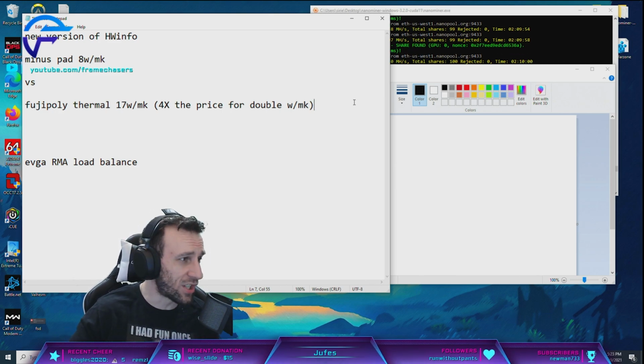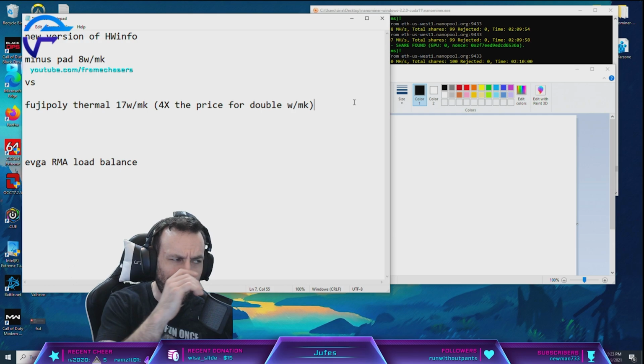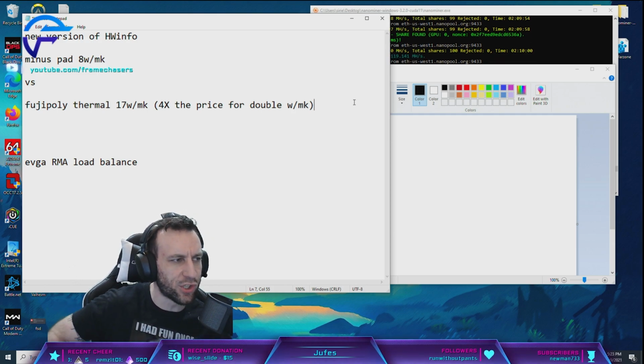Oh my God, it's not just Gigabyte, dude. They just use shitty thermal pads from the factory in general, you know what I mean?